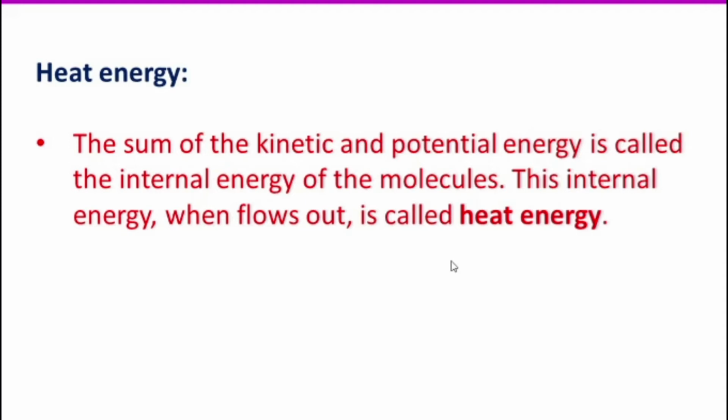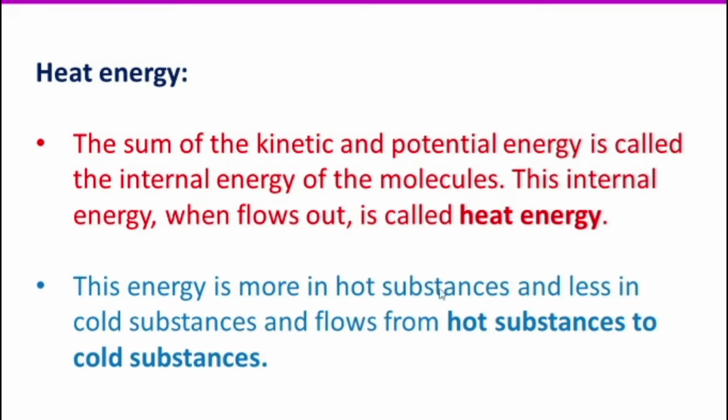Then potential energy is the energy that is stored in an object due to its position relative to some zero position. The potential energy formula is equal to mgh. m is the mass of an object, g is the gravity of that place, and h is the height. This energy is more in hot substances and less in cold substances, and flows from hot substances to cold substances. So heat energy means the sum of kinetic and potential energy.